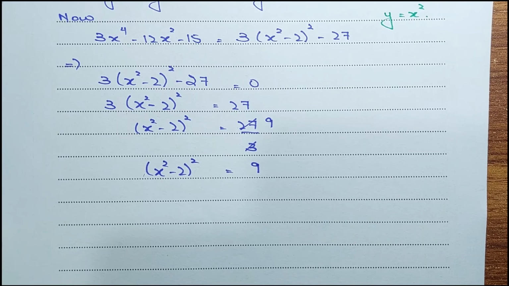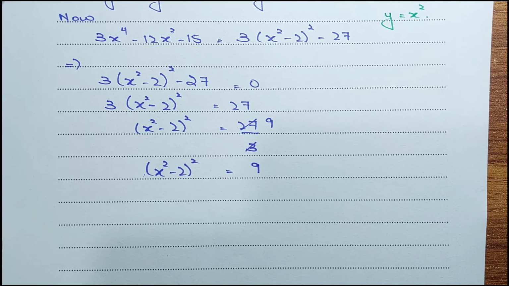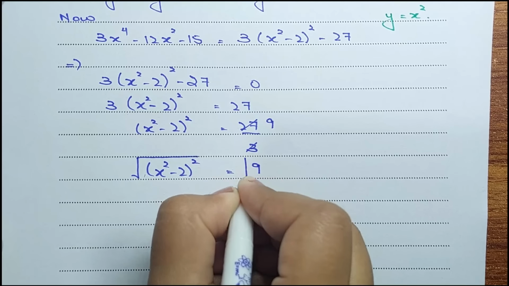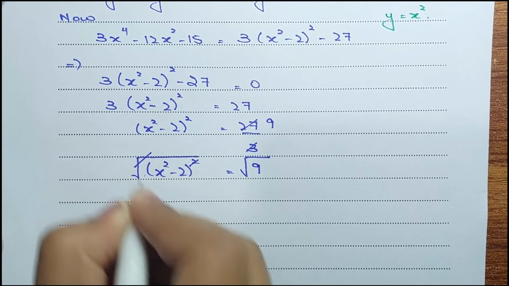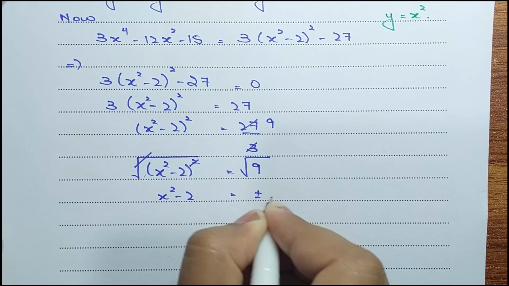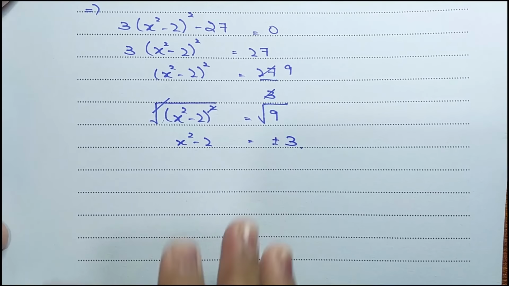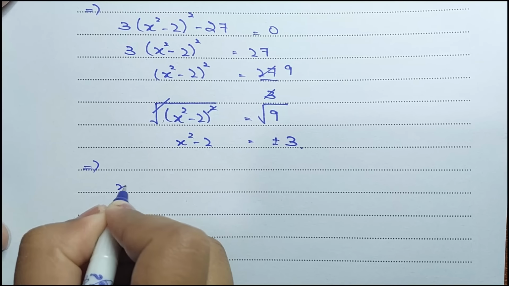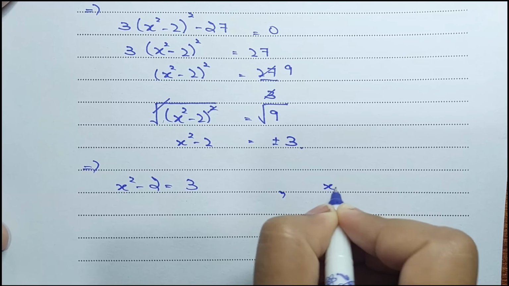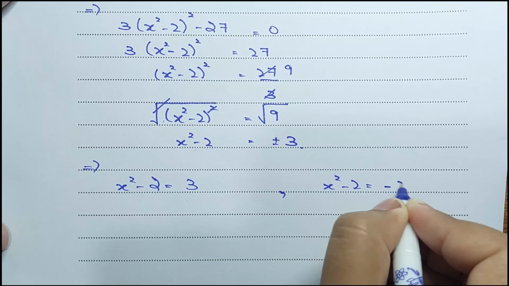Okay, so what I have to do is take the square roots on both sides. The square and square root cancel. We have x² − 2 equals plus or minus 3, since the square root of 9 is plus or minus 3. Now we have two solutions: x² − 2 equals 3, and x² − 2 equals negative 3.